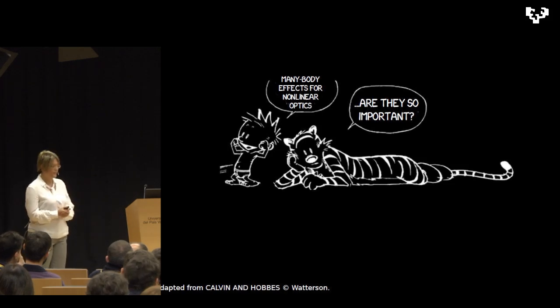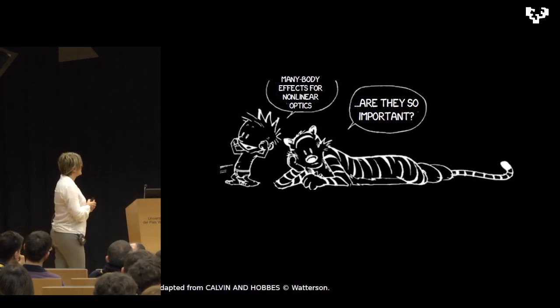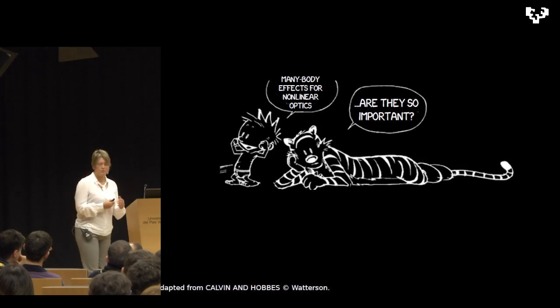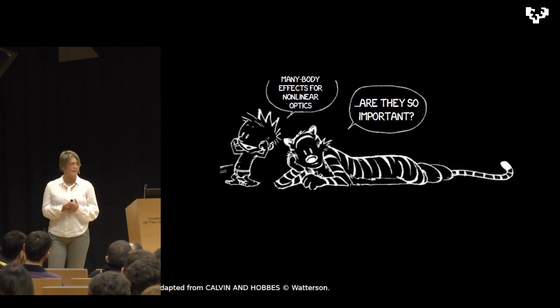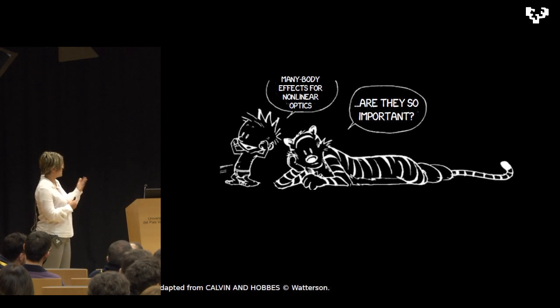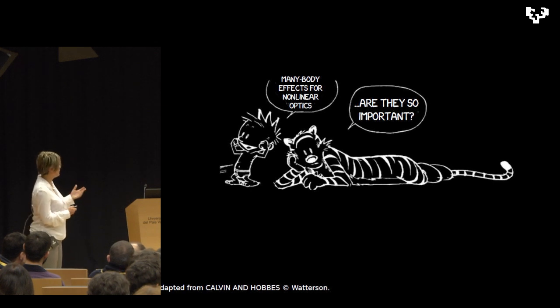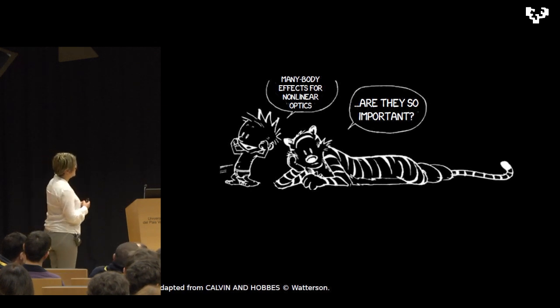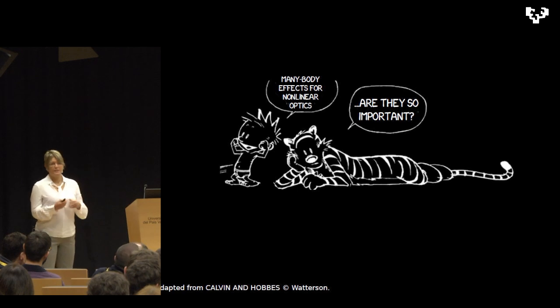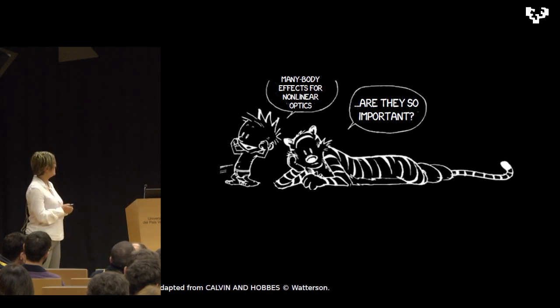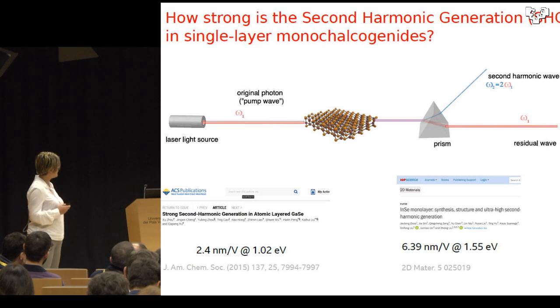So now we have a theory that will allow us to just include many-body effects in nonlinear optics. And then the first question is: is that important? Because, of course, this will imply a bit more computational effort with respect to the independent particle.